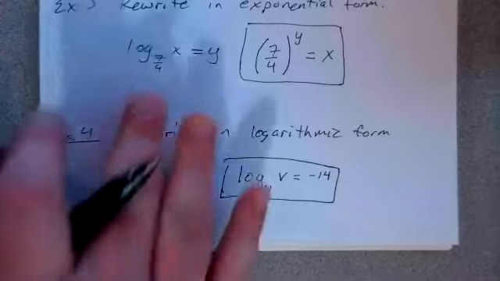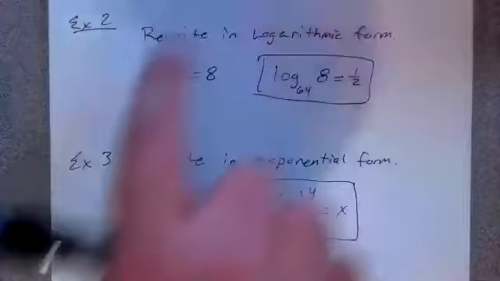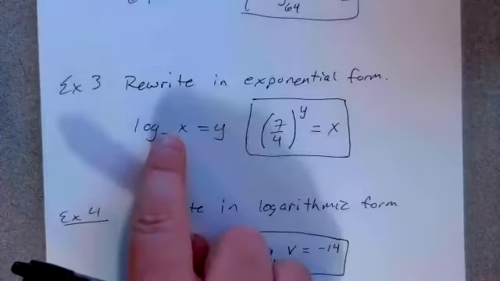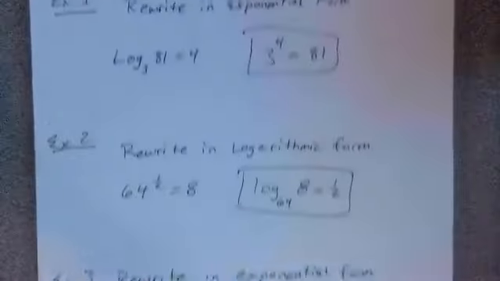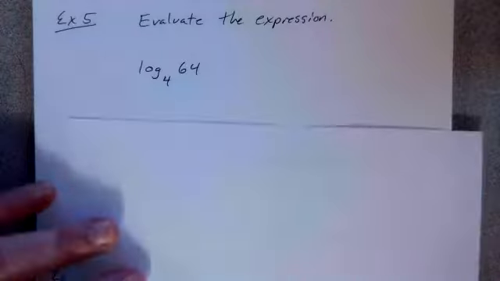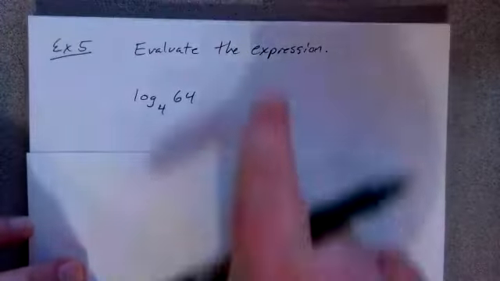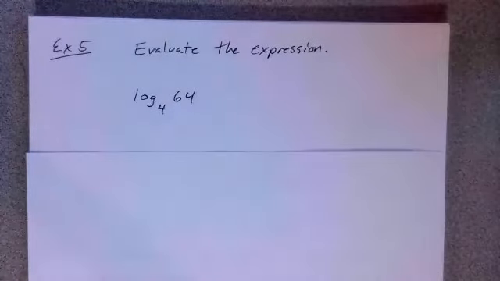Now let's take a look at a couple more examples where this gets a little bit more tricky. So far we went from logarithmic to exponential, exponential to logarithmic, and so on. Let's see what happens on our next page. It asks us to evaluate the expression. Notice, there's no equal sign, so yes, it's an expression.